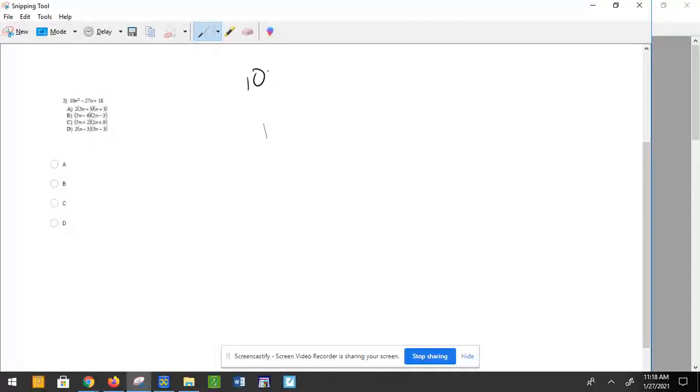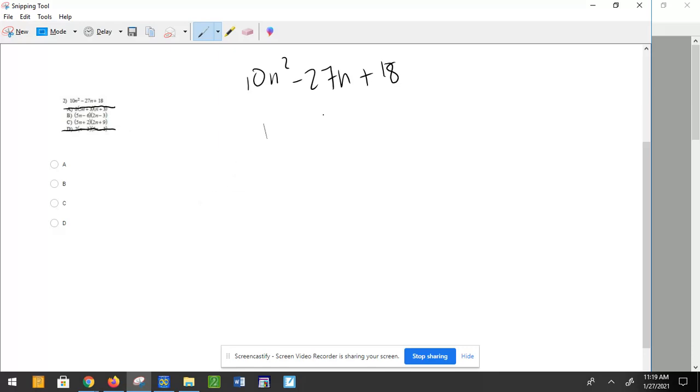So 10n squared minus 27n plus 18. Right off the bat, I'm hopeful that with the 10 and the 18 I could divide out a common factor of 2, but because one of the terms is 27, and you can't divide that by 2, you can't divide a common factor out. So I'm going to eliminate answer choices A and D right away because they had a greatest common factor of 2 taken out, which you can't do. So it's really now between B and C.